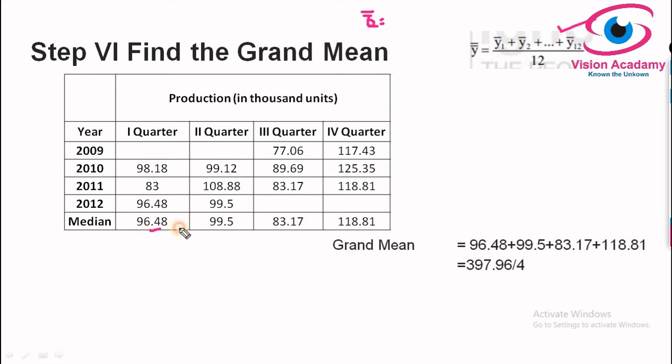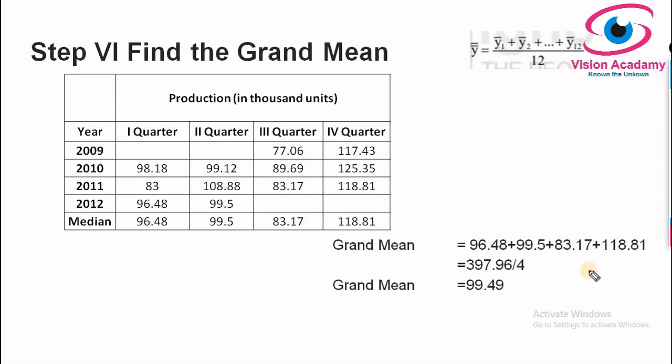So here 96.48 is the first quarter median, 99.5 is the second quarter median, 83.17 is the third quarter median, 118.81 is the fourth quarter median. When we add all these together, we get 397.96, and since we have added 4 quarters, we divide the value by 4 only. So we got the grand mean as 99.49 for the given values. 99.49 is the grand mean, for which we have considered the median.